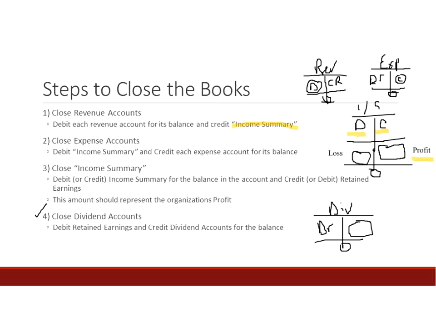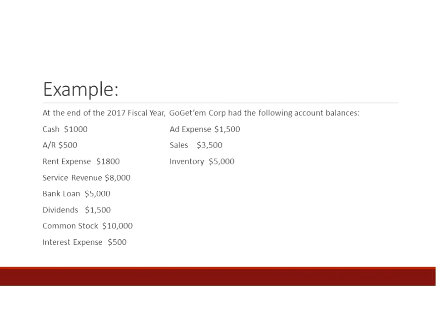Okay. When we close income summary, again, the offsetting entry goes directly to retained earnings. Because if we have profit, we're going to increase our retained earnings. And if we have a loss, we'll decrease our retained earnings based on that adjusting entry. So let's go through and look at some of these.